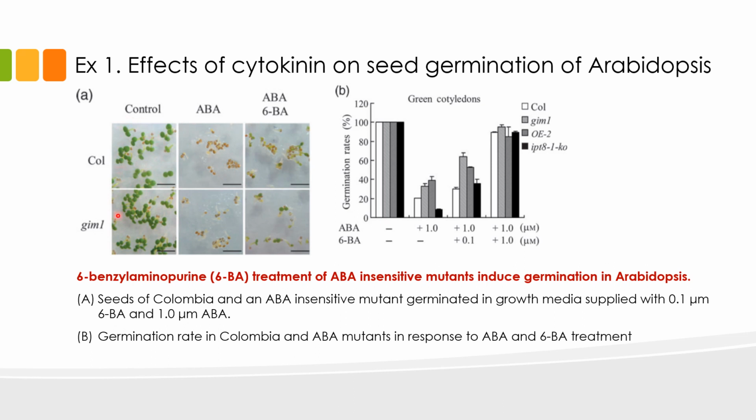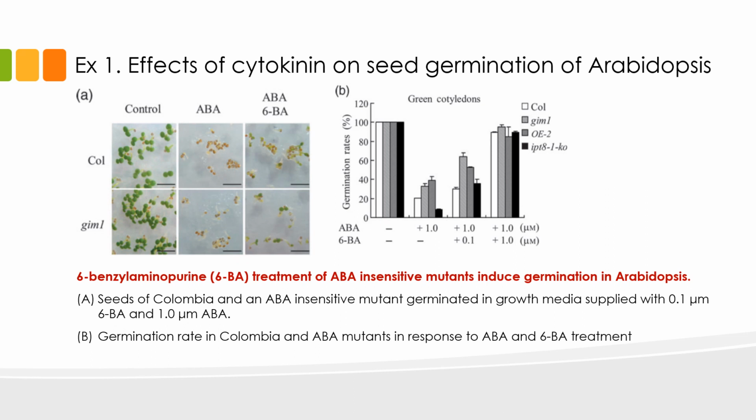Now, if we examine this panel, we can see that both Columbia and GIM1 germinated in the plain media. But when treated with ABA, which is a germination inhibitor, we can see that germination slowed down or was even inhibited in some seeds. When treated with ABA plus 6-BA, we can see positive effects on the germination of both GIM1 and Columbia, although the positive effects were more pronounced in GIM1. The positive effects are indicated by the presence of the green cotyledons in both Columbia and GIM1.